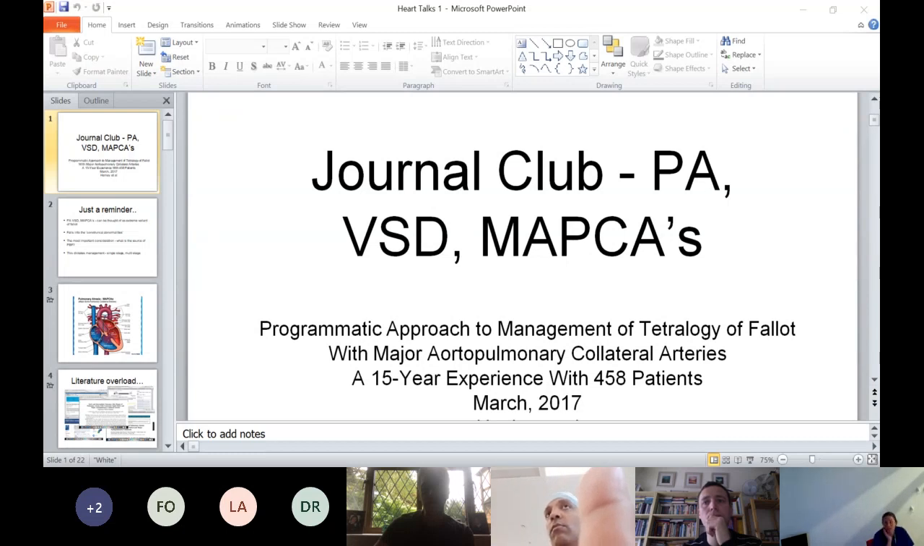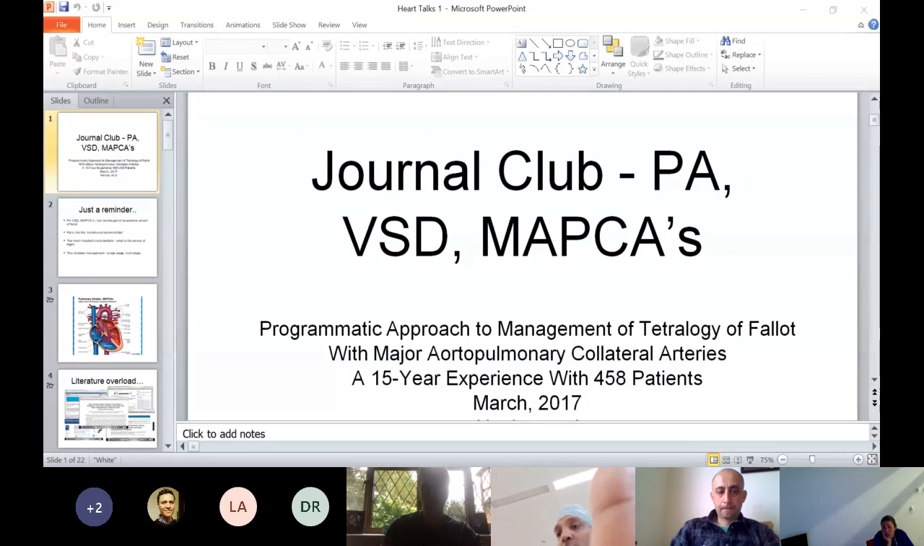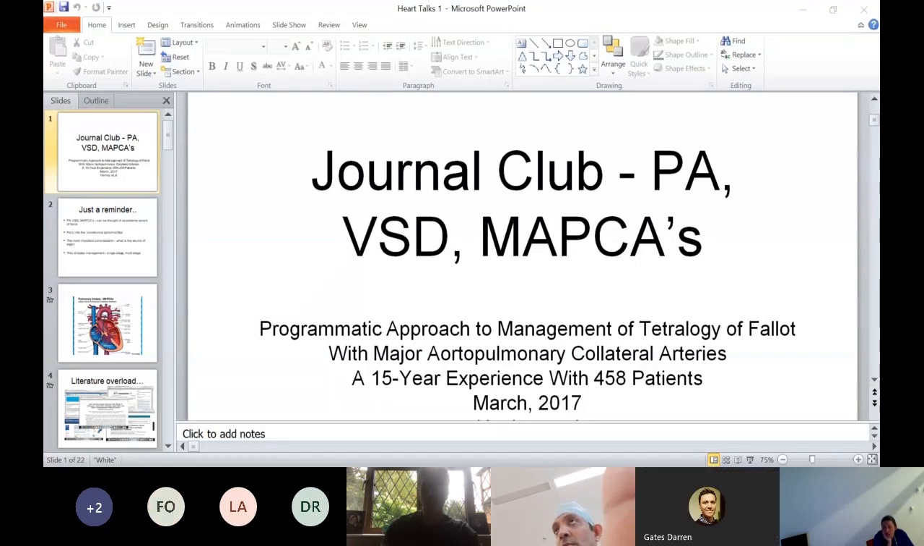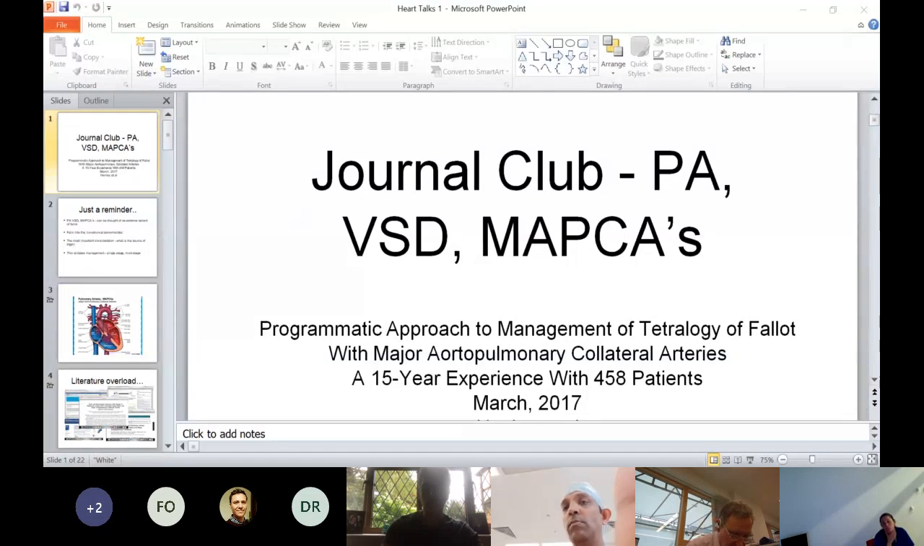Just a reminder, Core Major Easy VSD MAPCAs can be thought of as an extreme variant of fallow. It falls into the conotruncal abnormality spectrum, and the most important consideration in these children, particularly when you're managing them, is what is the source of pulmonary blood flow, and that tends to be what dictates their current and future management, i.e. single stage, multi-stage.